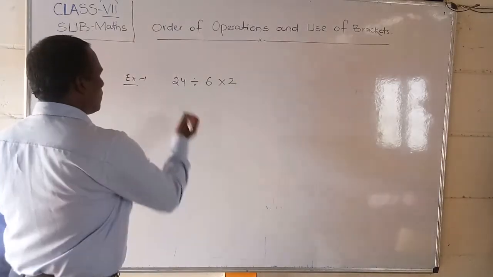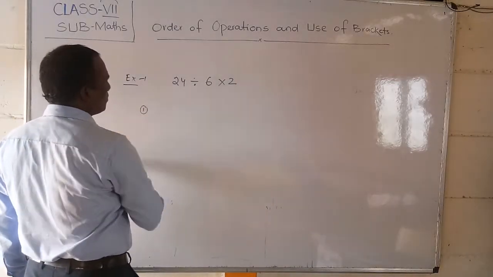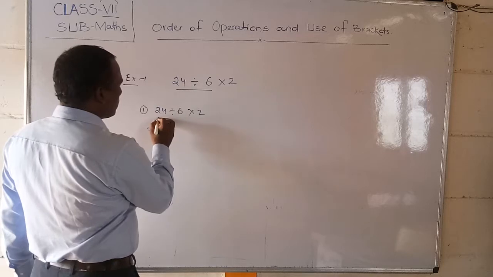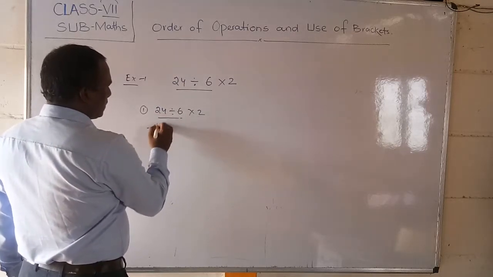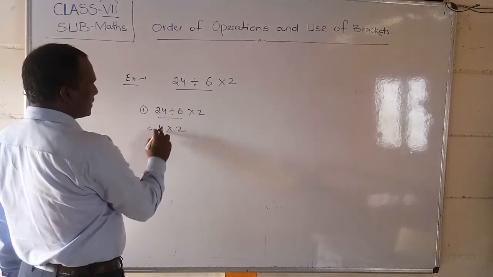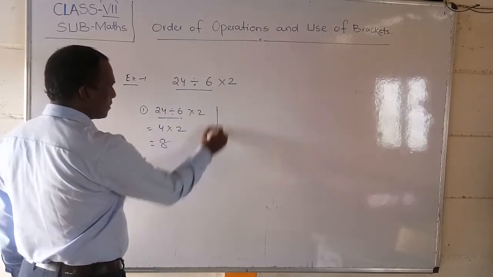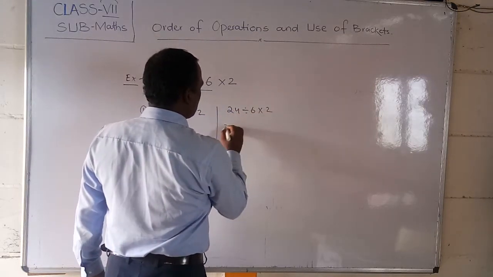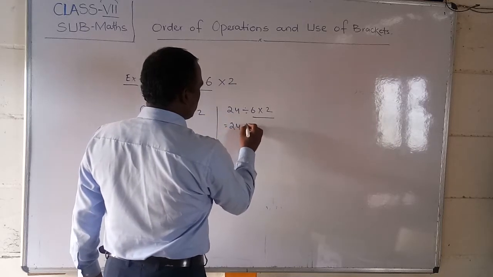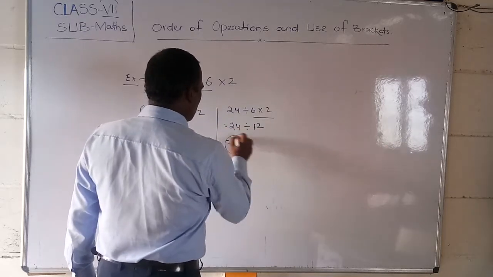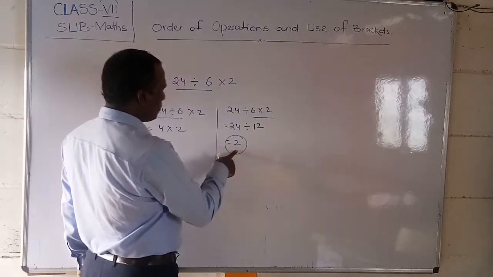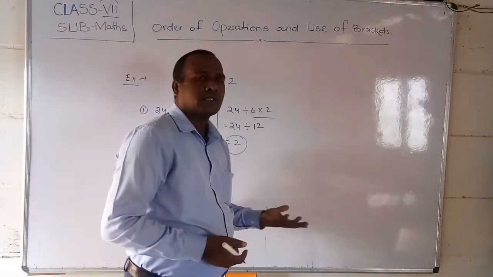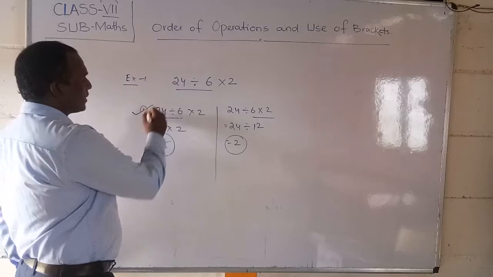Suppose somebody does the first method: 24 divided by 6 into 2. First they do the division, 24 divided by 6 is equal to 4, then 4 into 2 is equal to 8. Somebody else will do 24 divided by 6 into 2, first doing 6 into 2 is 12, then 24 divided by 12 is equal to 2. So here one answer came 2, the other answer came 8. Out of these, which method is correct? Method 1 is correct, the other is wrong.